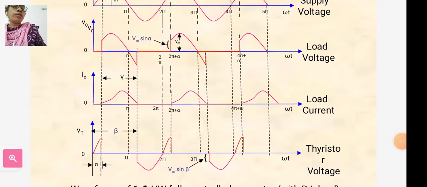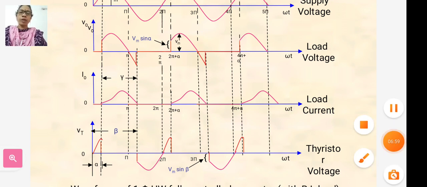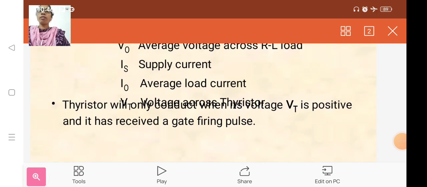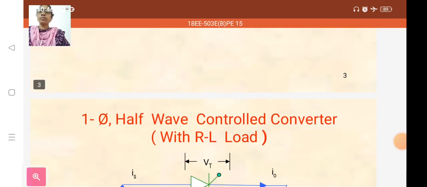In the waveform of voltage across the thyristor Vt, during the conduction period the voltage drop across the thyristor is 0, and during the non-conducting period the voltage drop appears across the thyristor, as shown in the waveform. So this is the discussion of the waveforms of the single phase half wave controlled converter using RL load. So in this RL load, this is the diagram.